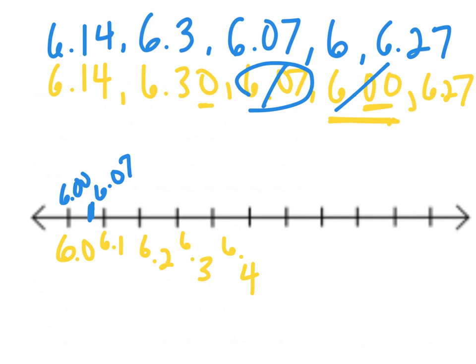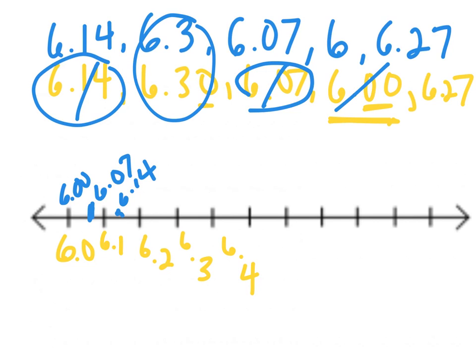Got that one. Next we have 6.14, so that's going to go about right there. That's between the 6.1 and 6.2. Then 6.3 is going to go right there. And what we're missing is 6.27, and that one would go about right there.